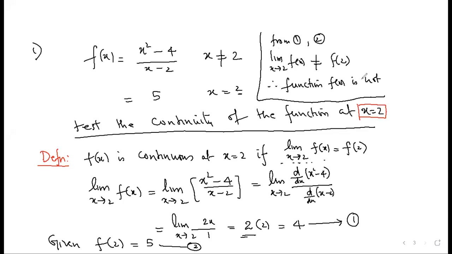Instead of not continuous, we say discontinuous, at x equal to 2. It is discontinuous only at 2. At other points they are continuous. Has everybody understood? Yes, sir.